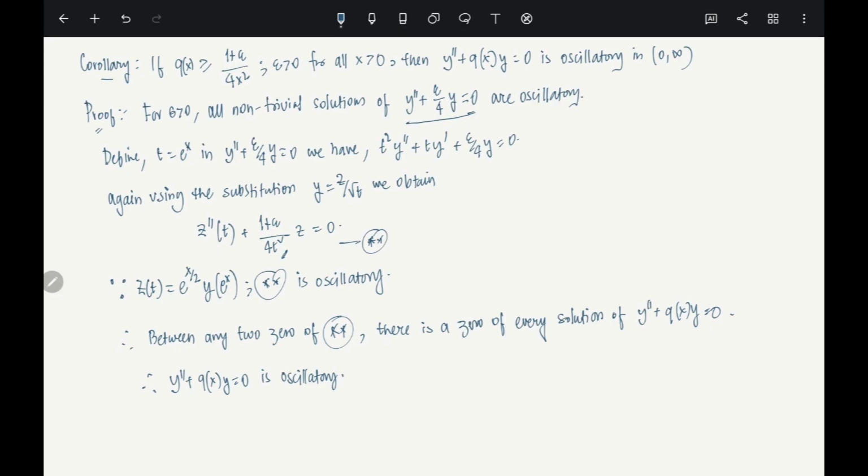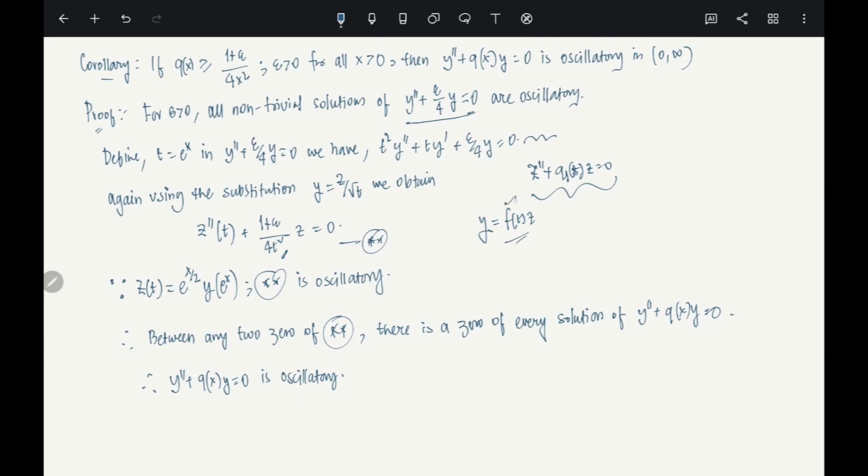Okay, fine. Now you see, what we want to do is basically write this problem again in terms of another function, of this sort: z double prime plus a function, let's say q1 of t, times z equals to 0. We wanted to write it like this, and to do that, the substitution you took is y equals to f of t times z.